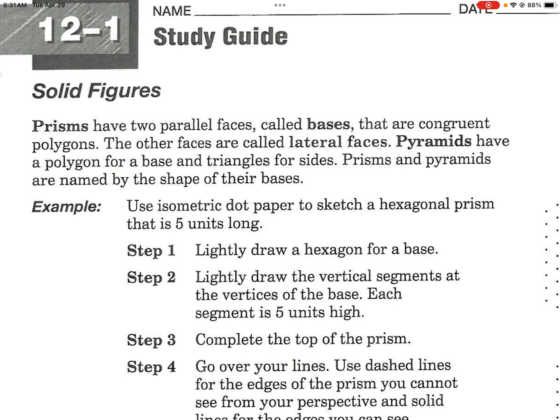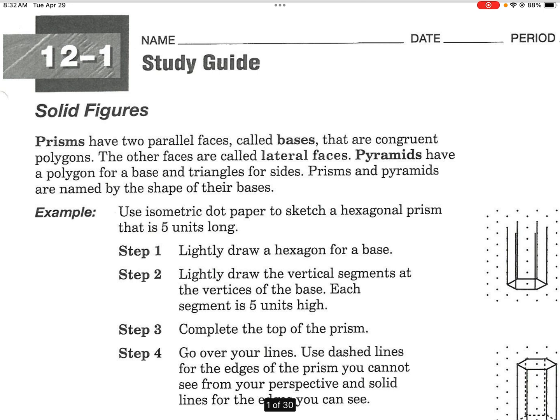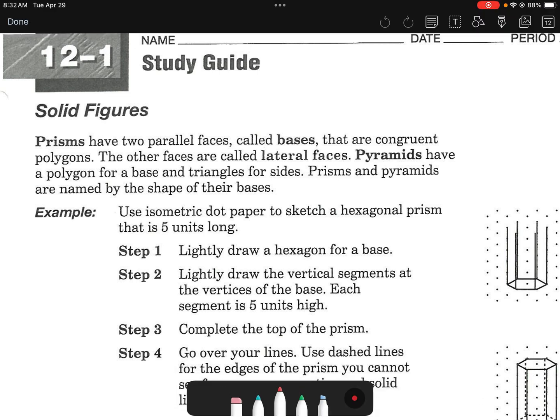Prisms have two parallel faces called bases that are congruent polygons. The other faces are called lateral faces. Pyramids have a polygon for a base and triangles for sides. Prisms and pyramids are named by the shape of their bases. Let's think about that for a second here. I'm going to draw a few prisms.